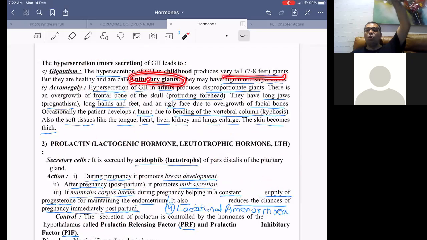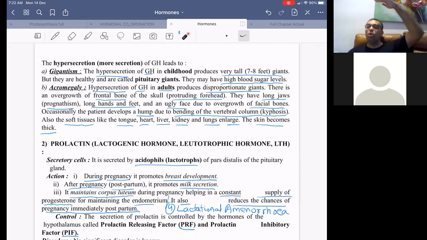As a matter of fact, growth hormone not only acts on bones, it also acts on muscles. So muscular development increases. The heart becomes big, the giant becomes big-hearted. Lungs become big. Liver becomes big. Tongue becomes big. Is it normal or abnormal? Sir, it is absolutely normal.